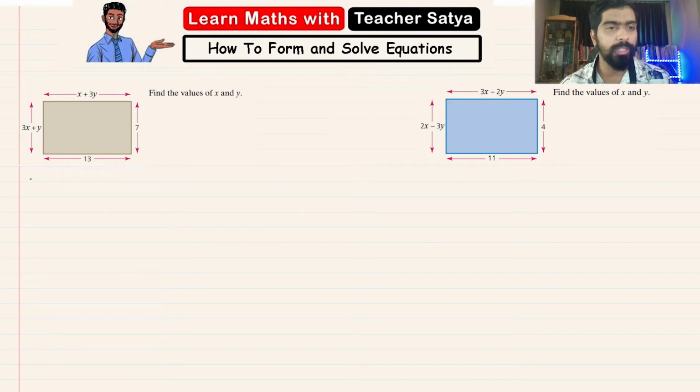Alright, so what we see is that it's a rectangle, right? So we know that in a rectangle opposite sides will be equal. Good job, you got it correct. So let's go ahead and write our first equation.